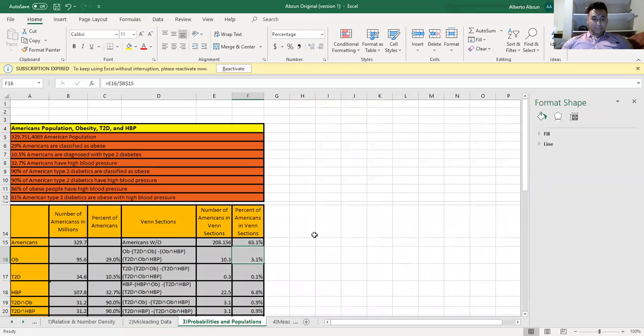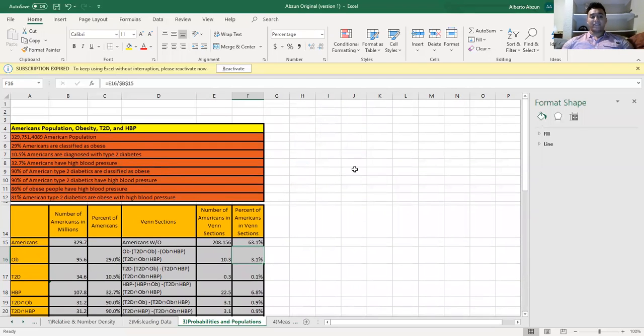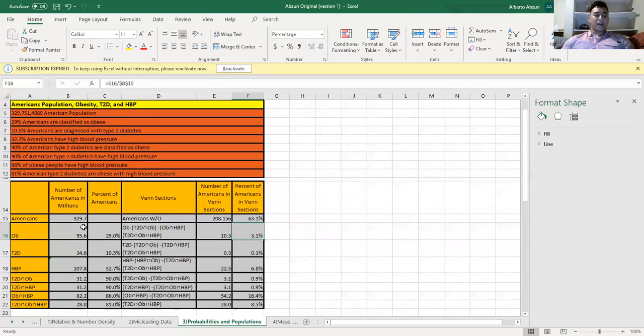For scenario 3, we're talking about probabilities and populations of having these 3 risk factors, which are obesity, type 2 diabetes, and high blood pressure. So we know that there's a 329 million American population. How do we find that 29% of those people are obese? What we did was we multiplied 29% times 329, which is the population of Americans. Click on the cells, and you can see the formula there.